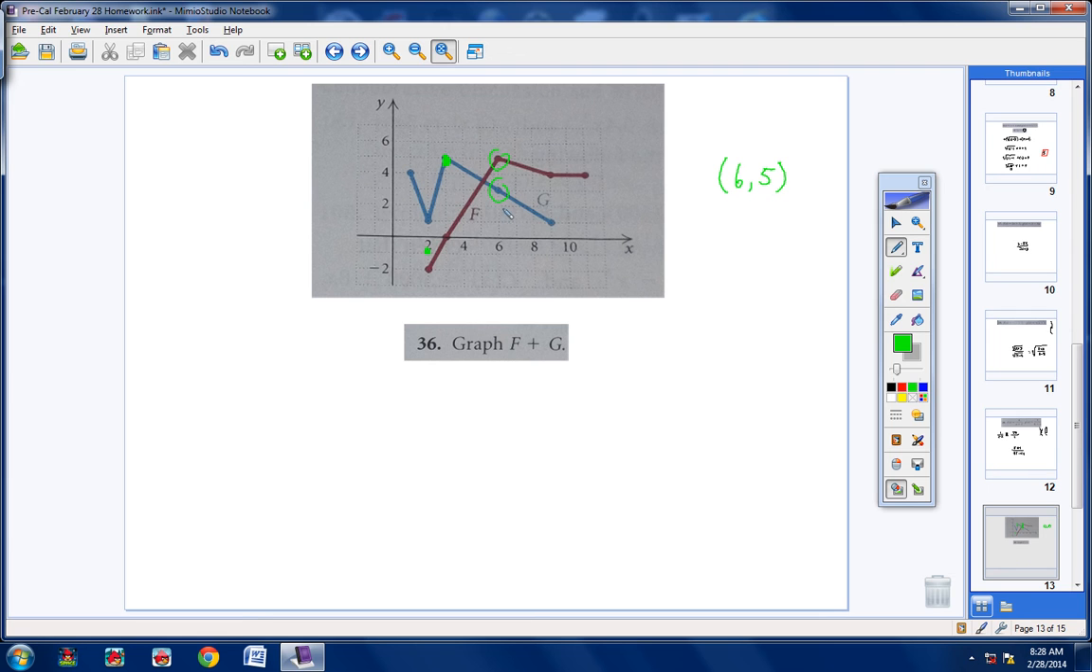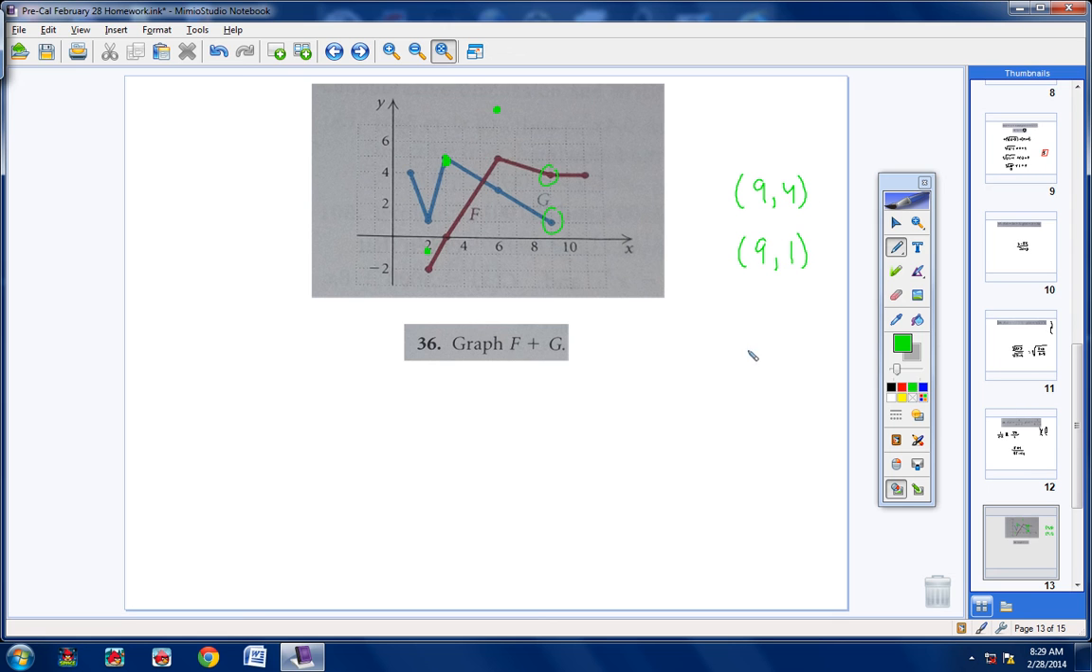And the ordered pair below it is going to be 6, 3. So if I add those 2, I will get 6 comma 8. So the other point that I want to plot when I add these 2 together is 6, 8, right up here. There's 6 comma 8. And then lastly, these 2 ordered pairs are right on top of each other, and that would be 9, 4 and 9, 1.